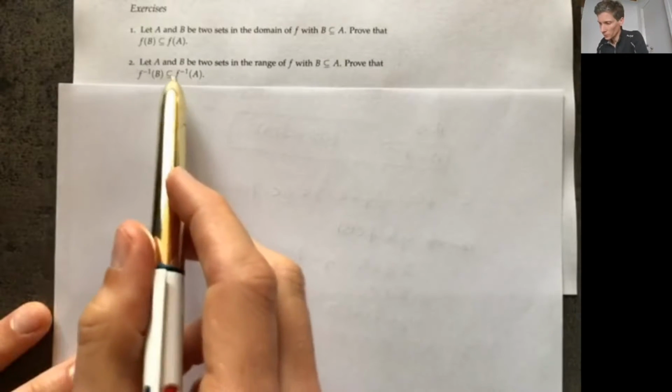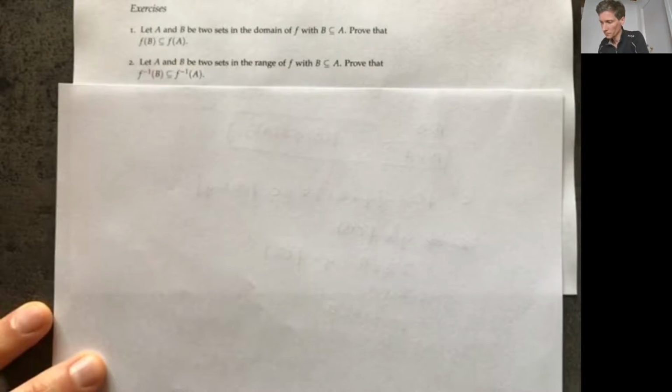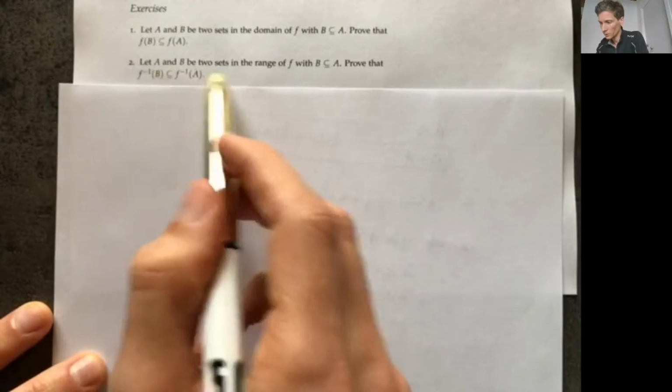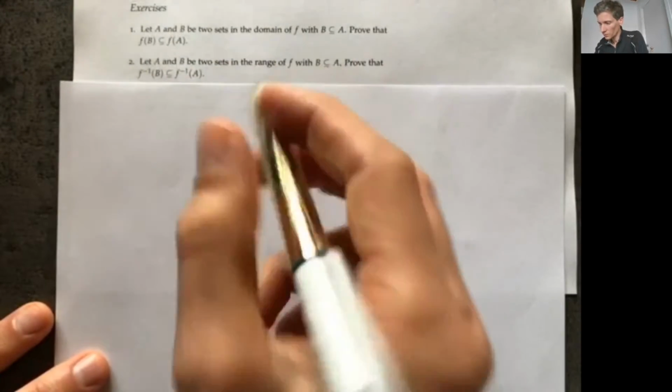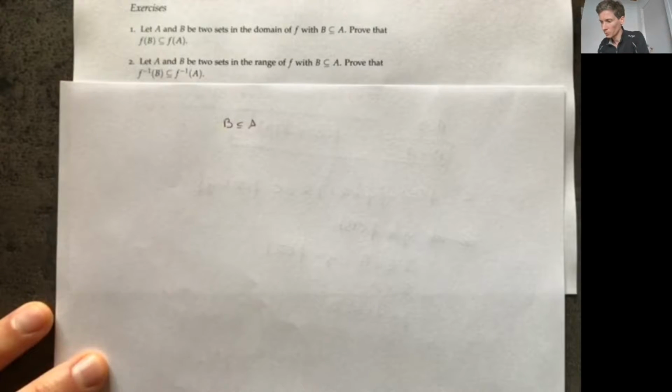Okay, so the second question: let A and B be two sets in the range of f. Now we're not talking about sets in the domain, but in the range. And B is a subset of A again. Then prove that f minus 1 of B is a subset of f minus 1 of A.